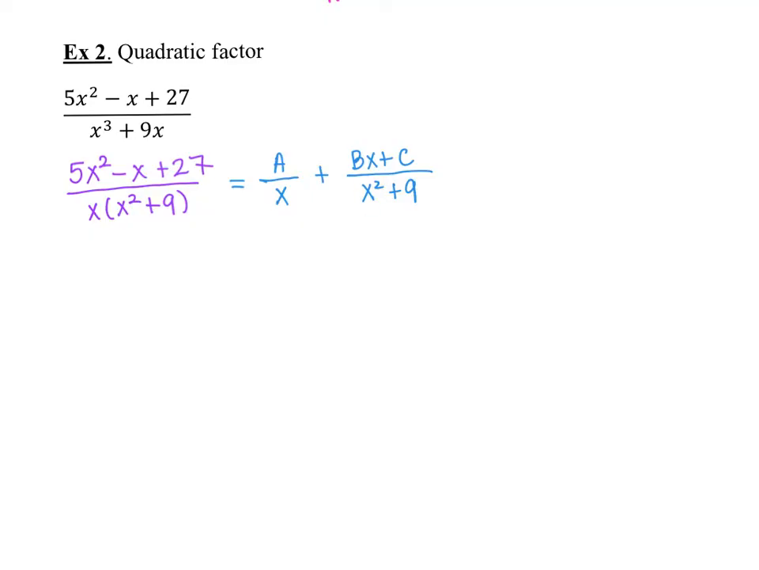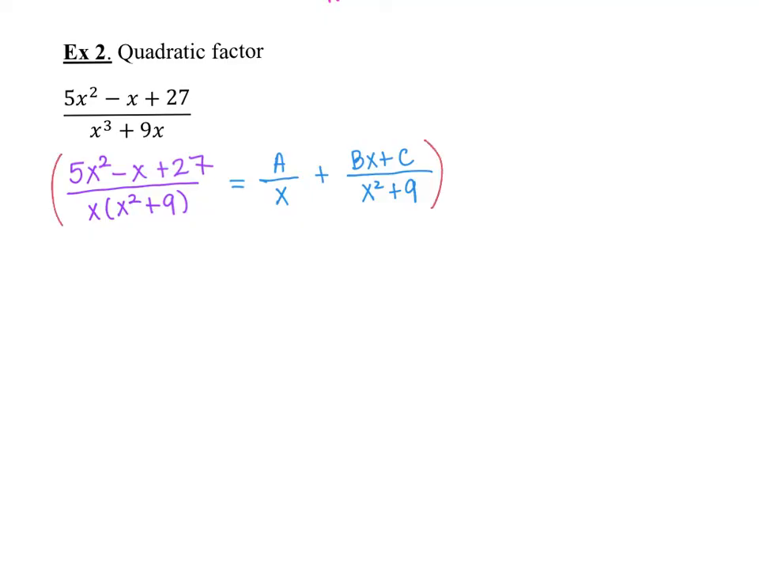So if it's quadratic, we're doing something like bx plus c. If there was another quadratic factor out here, I would make it dx plus e, and the constants keep increasing that way. Okay, I'm going to solve it similarly. I'm going to go ahead and solve for a, b, and c actually.